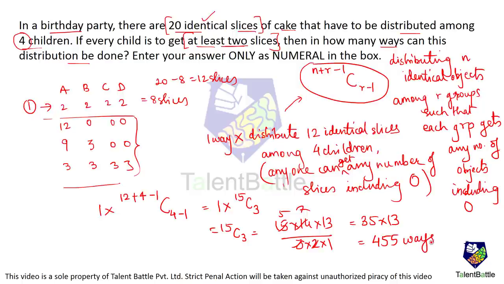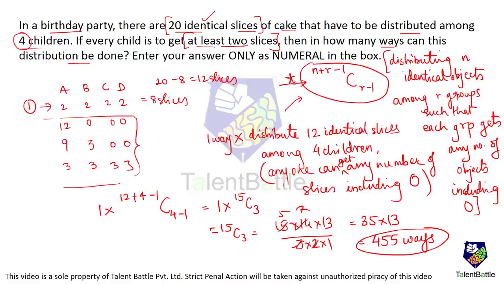These are the total ways of distributing 20 identical slices to 4 children, if every child is to get at least 2 slices. Now, this is a slightly higher version of permutation and combination. These possibilities, you should know the standard formulas for them. It is very important. This is slightly one level above the normal permutation combination questions.